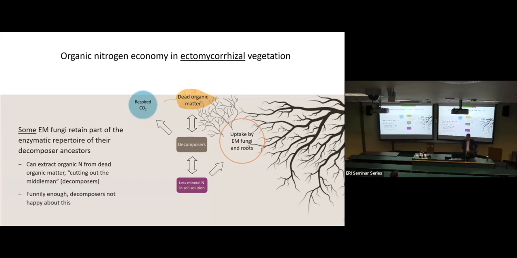Funnily enough, the decomposers are not terribly happy about this. They've got competition for nitrogen. They have to deal with a substrate that's been impoverished in nitrogen, and so decomposition slows down and you get less mineralization. So this is how this short circuit works.